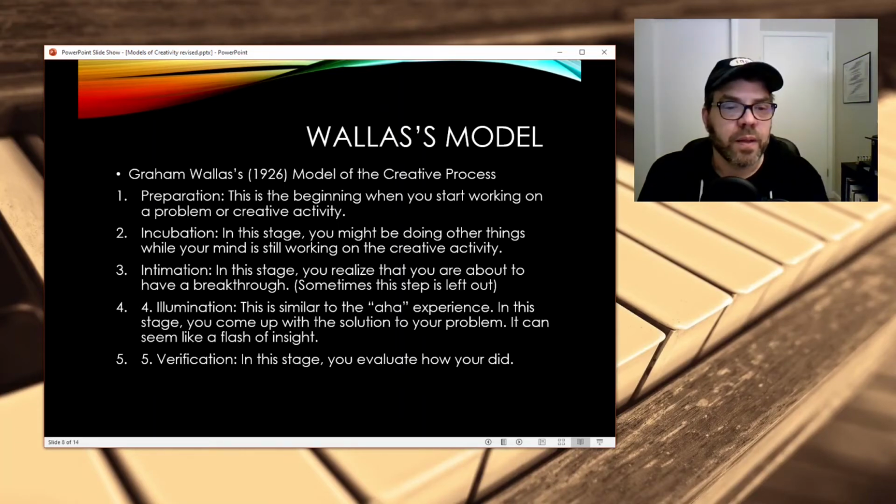And then there's intimation, which sometimes they just leave out of this model altogether, and that's when you feel like you're about to make a breakthrough. And then you get illumination, which can seem like the aha experience, or eureka, I found it, flash of insight. And then there's the verification stage where you have to evaluate how you did. If your project is working on a song, then when you get to the verification stage, you have to determine, well, did I actually write a song? Is this a song? Does it qualify as a song?